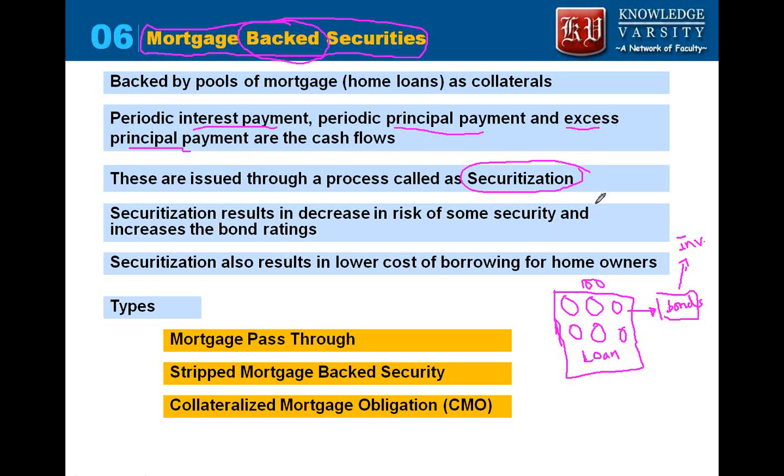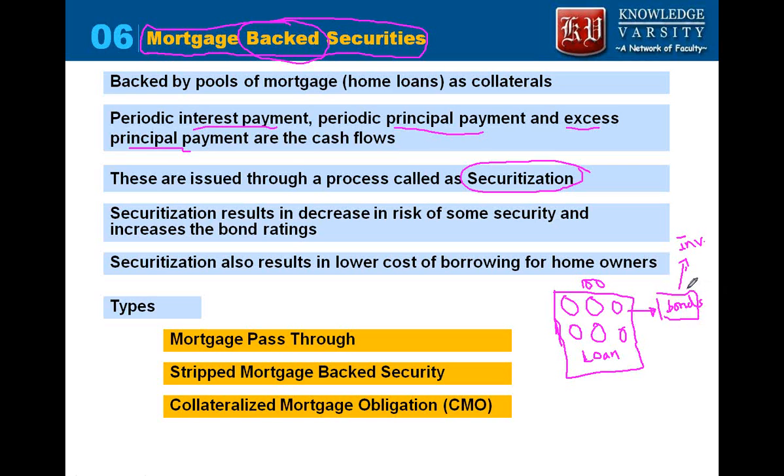Now, in a securitization, since you have lots of home loans collected, it decreases the risk, because a single loan is much riskier than a combined pool of loans. Of course, if all the loans are of the same type, like the same type of borrower, then risk is not that much decreased, but there is still a decrease in the risk. As a result, these bonds carry a good credit rating.